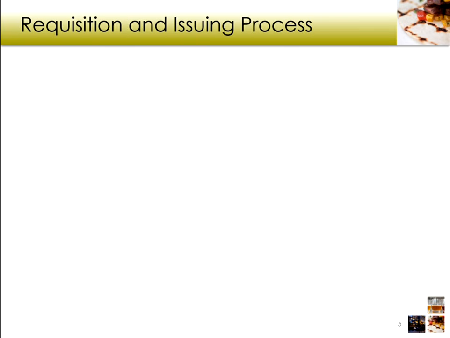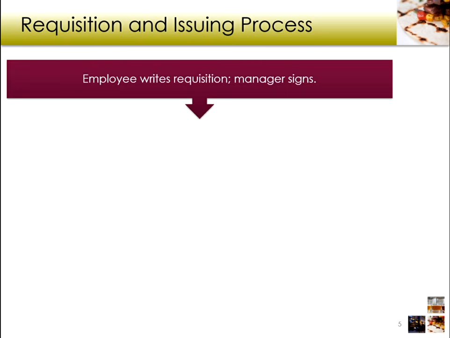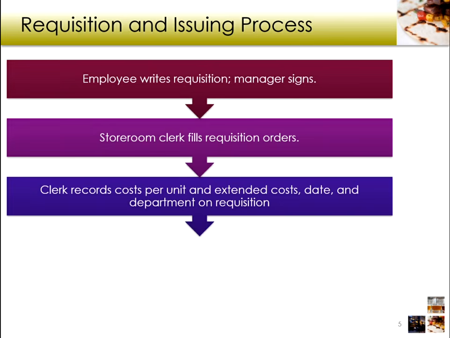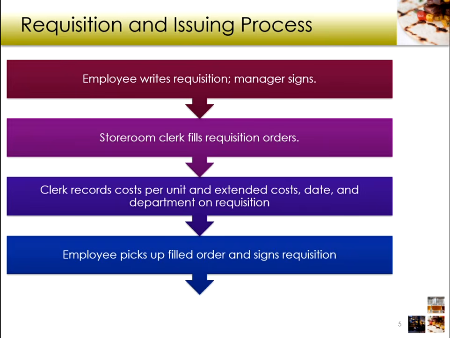So the requisition and issuing process: the employee writes a requisition, the manager signs it, then the storeroom clerk would fill that requisition order, either by delivery or by the employee picking it up, right? The clerk's then going to record the cost per unit and the extended cost and date and department of the requisition. So we know exactly how much dollar amount the food went to outlet ABC in our hotel or resort. The employee picks up the filled order and signs the requisition, or like I said, it gets delivered and the employee signs the requisition, right?